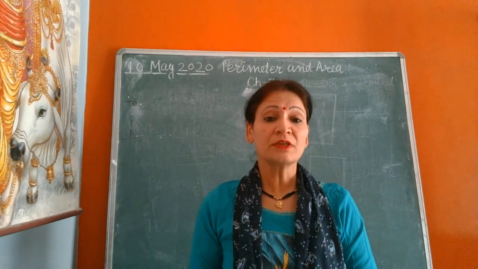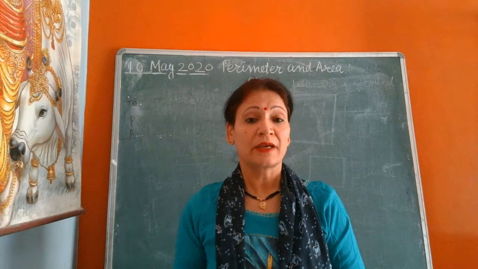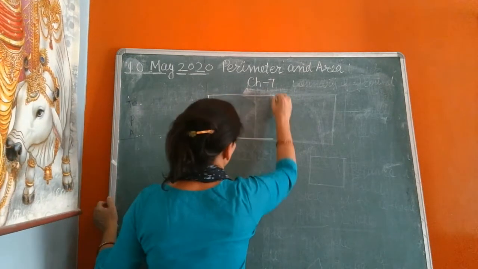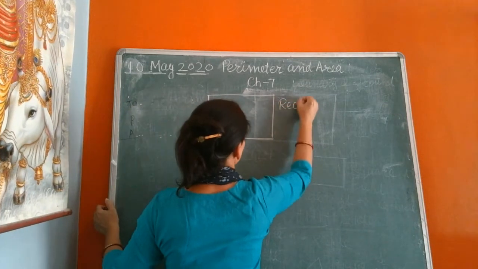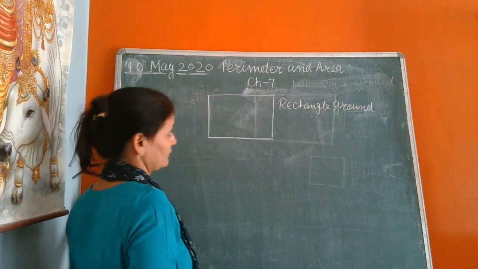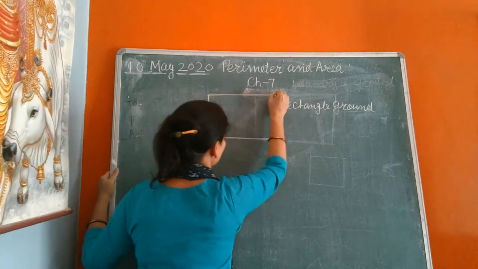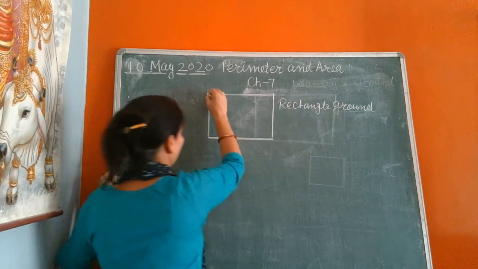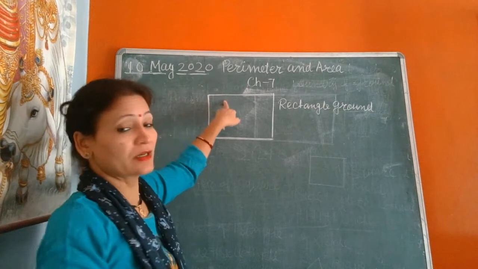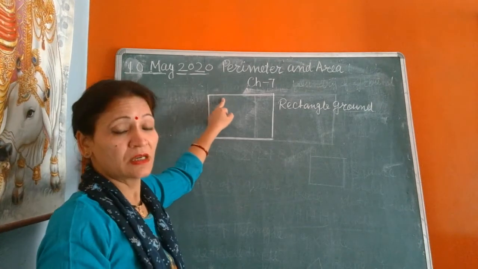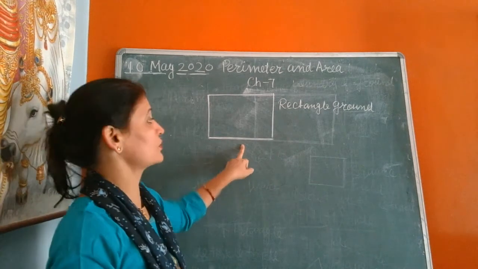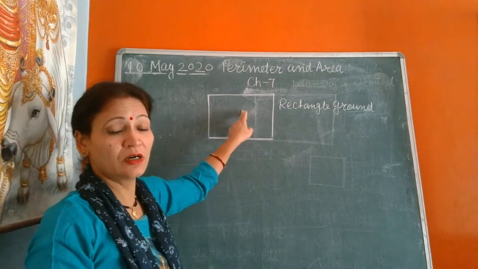Now, first I am taking a rectangle ground. This is a rectangle ground. We will say rectangle. Rectangle ground. Now, it has length and breadth. We know very well that a rectangle has the same length on opposite sides, this side and this side will be opposite and equal, and this side also equal.